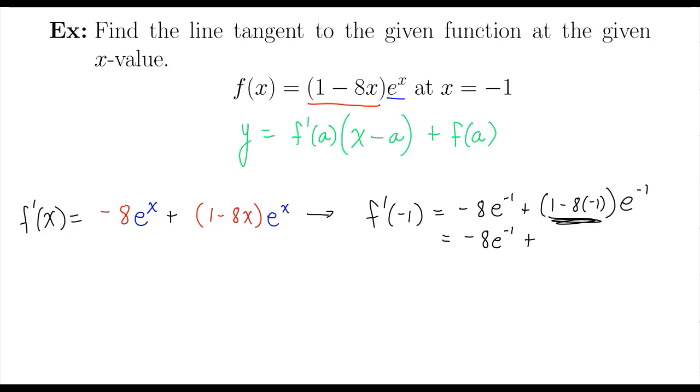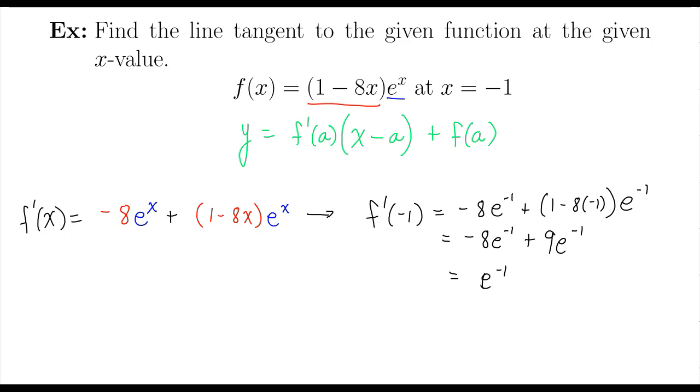-8 times -1 is actually a +8. So this is really 1 plus 8, which is 9. This is 9 e to the -1. Again, if this is just a regular variable, then I could just say -8x, or whatever letter you want, plus 9x, whatever variable you want to call it, equals 1 e to the -1. I'll probably leave that 1 off in the front, though. Don't really need it there. So the derivative with -1 plugged in is just e to the -1. That is the slope of the line.